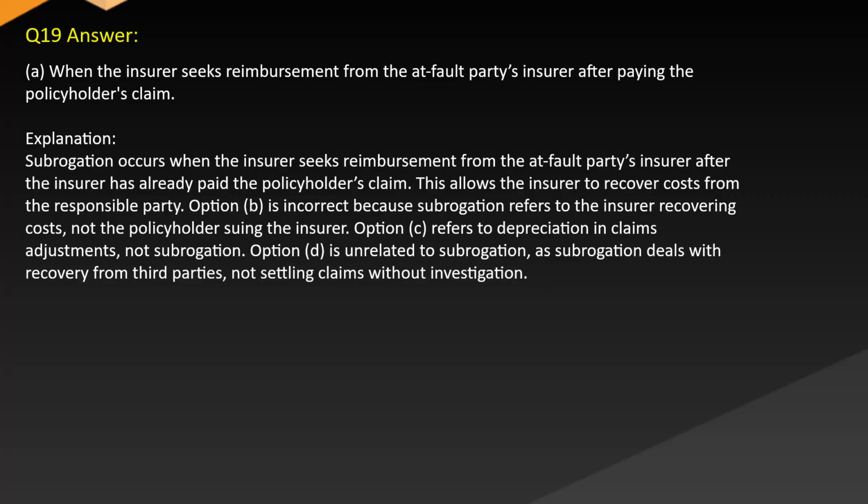Answer: A. When the insurer seeks reimbursement from the at-fault party's insurer after paying the policyholder's claim. Explanation: subrogation occurs when the insurer seeks reimbursement from the at-fault party's insurer after the insurer has already paid the policyholder's claim. This allows the insurer to recover costs from the responsible party. Option B is incorrect because subrogation refers to the insurer recovering costs, not the policyholder suing the insurer. Option C refers to depreciation in claims adjustments, not subrogation. Option D is unrelated to subrogation, as subrogation deals with recovery from third parties, not settling claims without investigation.